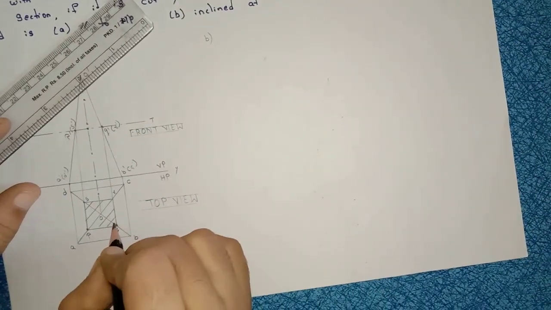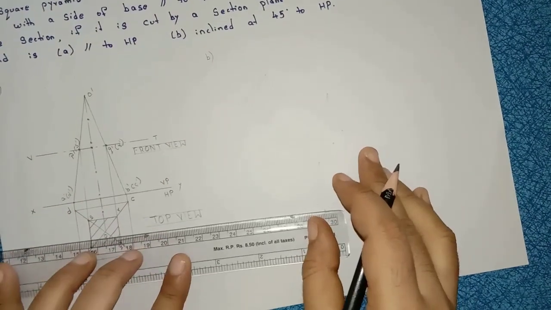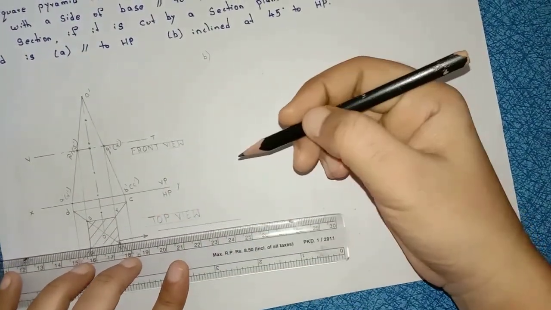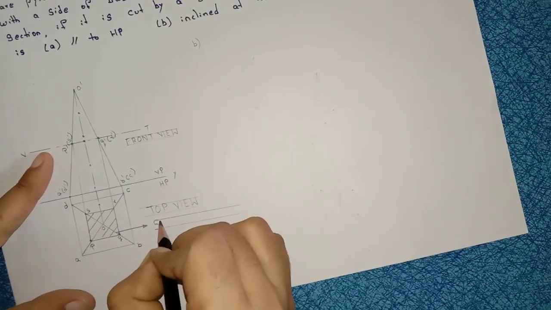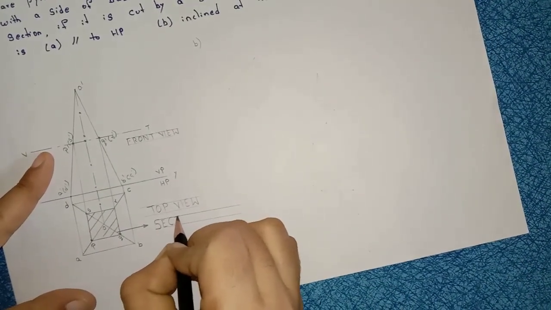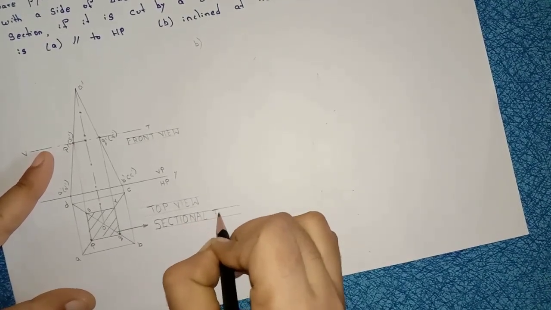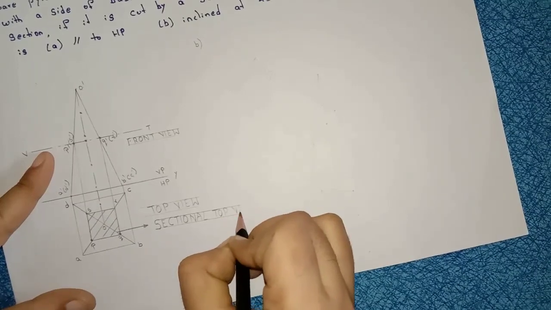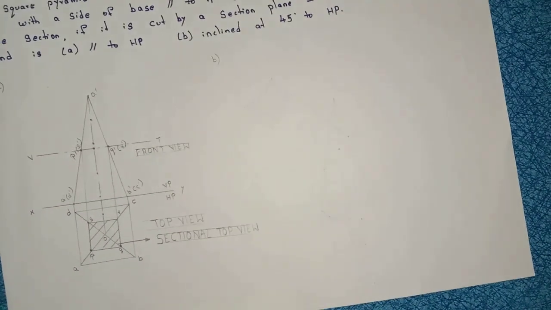Right. So this is your sectional top view. Take height 5 mm, and write down here: this is sectional top view. So this is your problem.